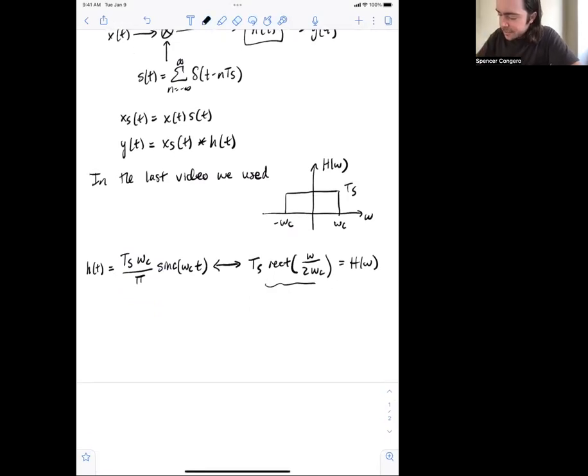All right, let me just clean this up a tad. I'm going to use that T sub s as 2 pi over omega sub s, because then I can write this as 2 omega c over omega sub s times sinc of omega c t. Just plugging in for T sub s right there.